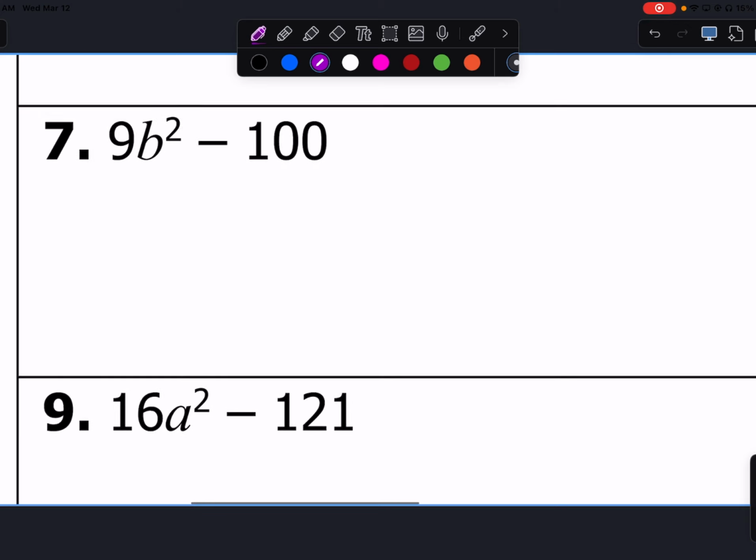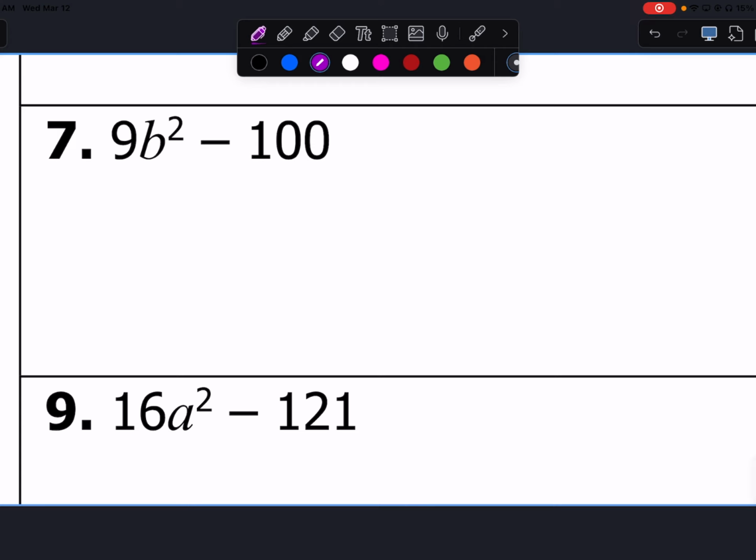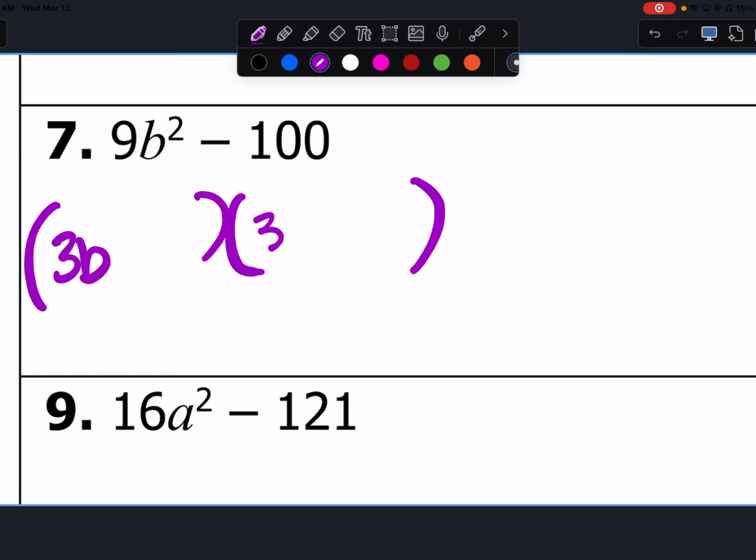For number 7, is that a perfect square? Is it a difference? Yes. Then we're good to go. 9b squared. What's the square root of that? 3b. What's the square root of 100? 10. What signs do I need? Positive and negative. There we go.